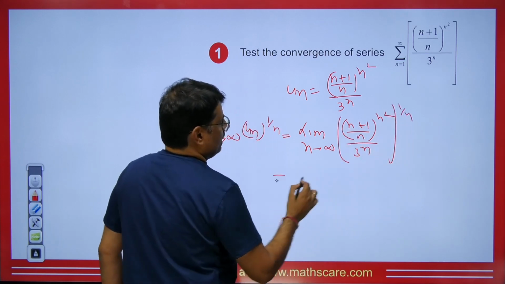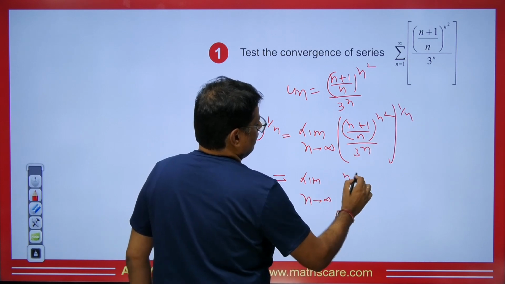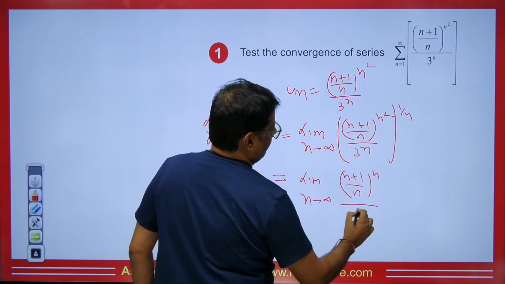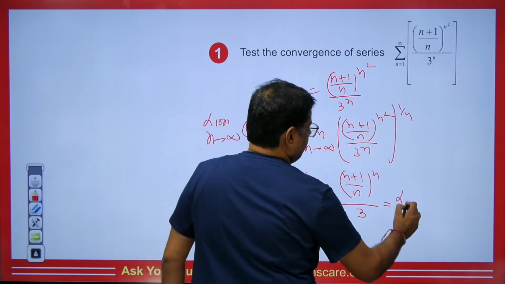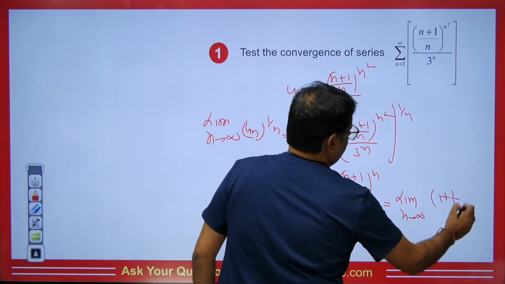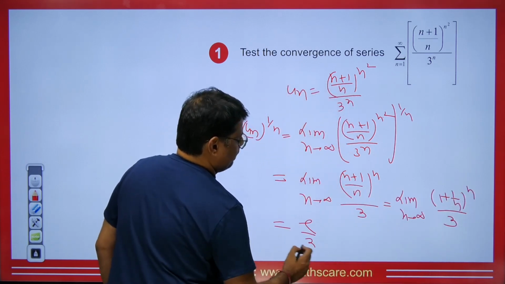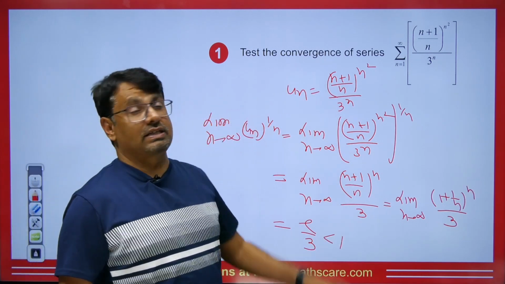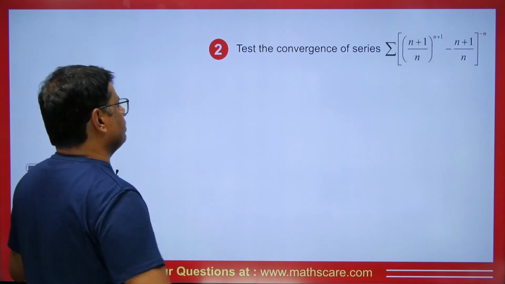If we take this, then we will get limit n tends to infinity. We will get this when we take the power. This will be n plus 1 upon n to the power n, and when this is n square, this will be n upon 3. If we simplify this, then we will get 1 plus 1 by n to the power n upon 3. We know that its value will be e, that is e by 3, and this is less than 1. That means this series which we have will be convergent, right? You need to understand this properly, students. Let's look at the next question.